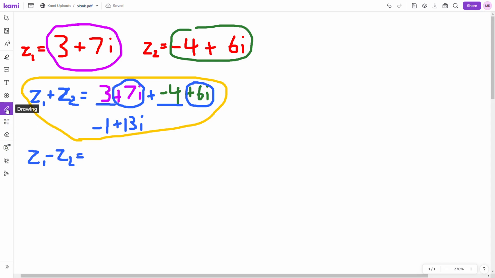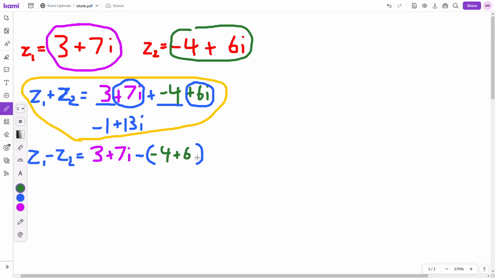And now let's do Z sub 1 minus Z sub 2 equals, well, as before, we have Z sub 1, so that's 3 plus 7i. And now we're going to subtract, and you have to be very, very careful. We're subtracting complex numbers. Don't forget the parentheses around this, because you're supposed to subtract the whole darn thing.